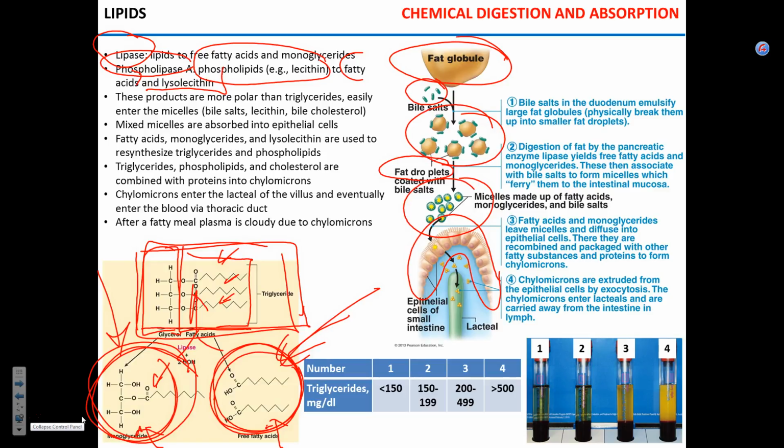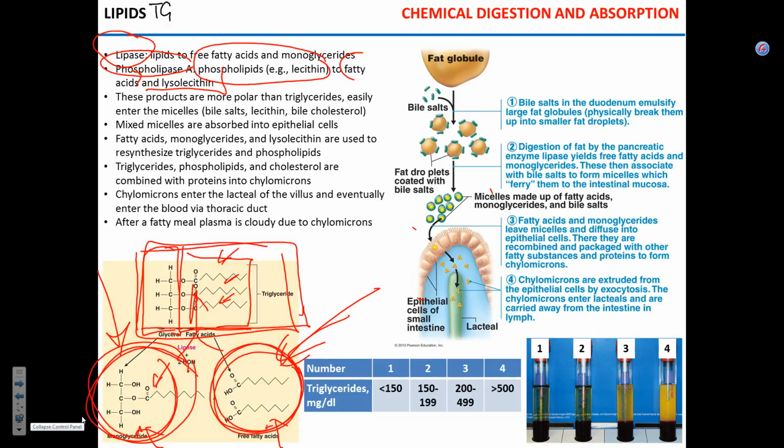Okay, so far what we've got, let's take a look again. Okay, let me erase some of this stuff. So we have triglycerides broken into the monoglycerides and free fatty acids. Okay, then we get them packaged in micelles. Then they go into the columnar epithelium. Okay, and then we get them reassembled.